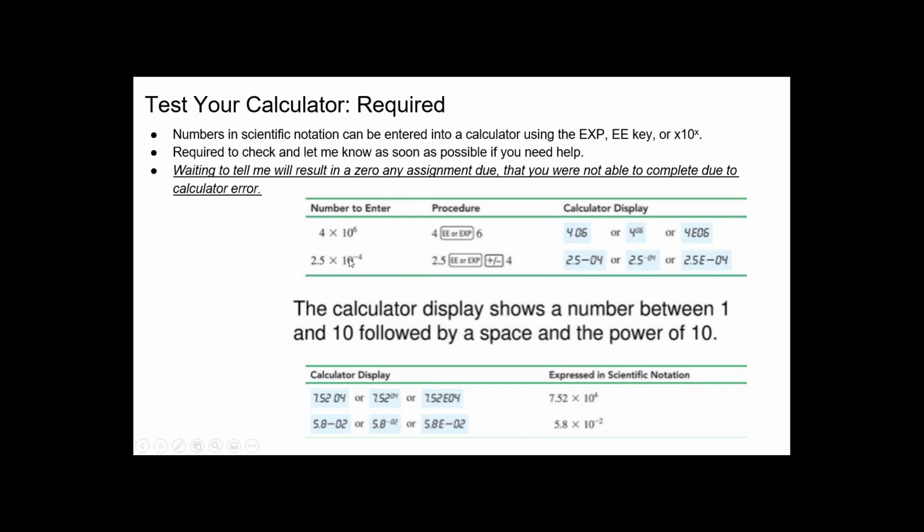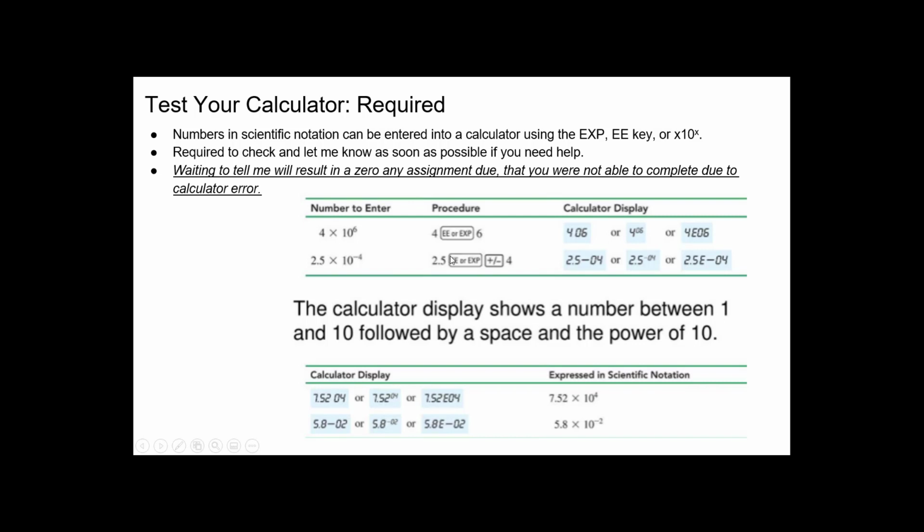All right, same thing here. Now we have a negative. So it's 2.5. You push that button. And sometimes you have a negative button, positive and negative. That's what this means. Make sure you know how to use that as well. Sometimes you'll just have a button that just has a negative sign. It's not a subtraction sign. It's different. It's separate from that.